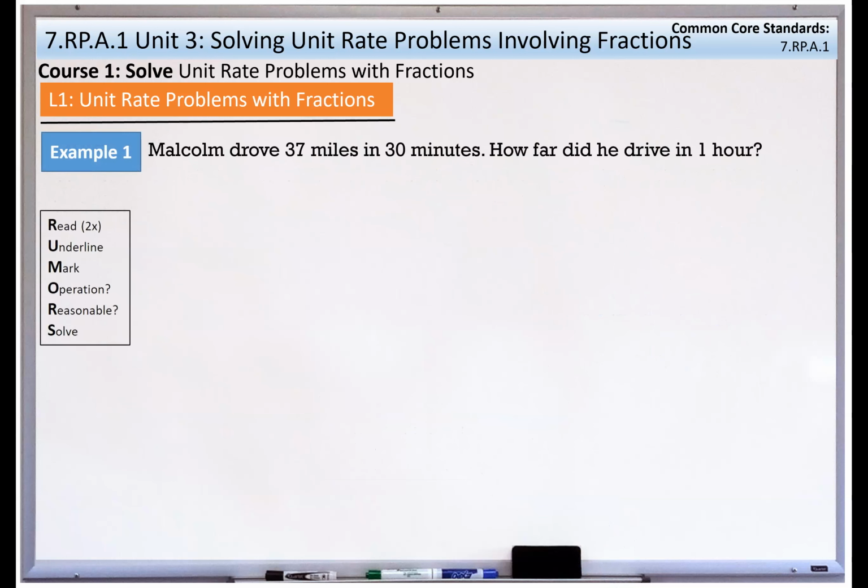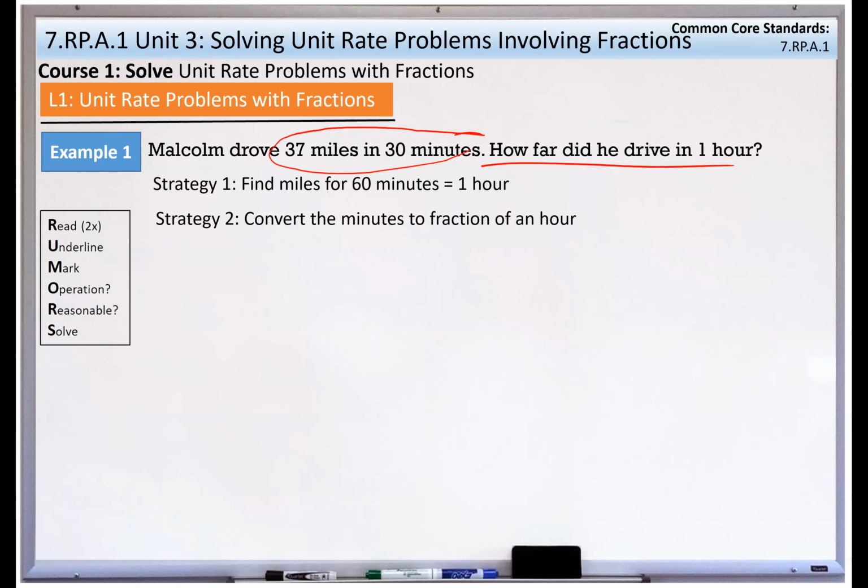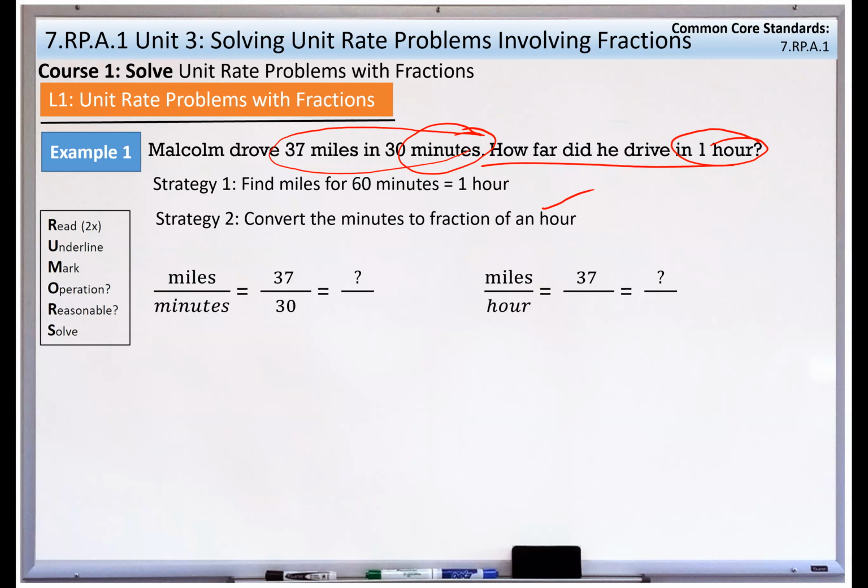Okay, we'll start with an example. Malcolm drove 37 miles in 30 minutes. We want to know, how far did he drive in 1 hour? There's two ways we can do this. One, we can just keep it as the problem gives it to us, miles per minute. Or before we solve it, we can convert the minutes to some fraction of an hour. So here are our two ratios. Miles per minute as given to us. Miles per hour is what the answer is.